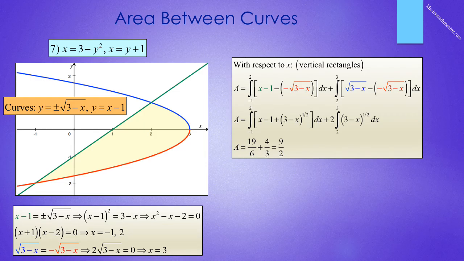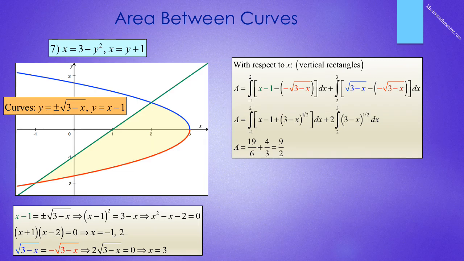So now we can come up with our integrals with respect to x using vertical rectangles. We have 2 integrals. First, the green is on top and the red is on the bottom. And at a certain point it switches to the blue on top and the red on the bottom. So our integral is from -1 to 2 of x minus 1 minus the quantity negative the square root of 3 minus x dx. And then the second integral runs from 2 to 3 of the square root of 3 minus x minus quantity negative square root of 3 minus x dx.